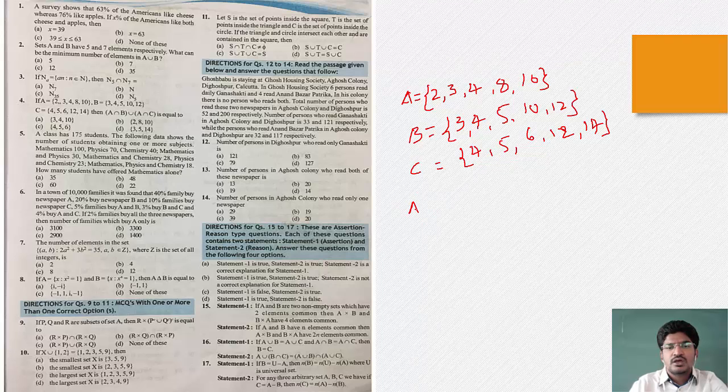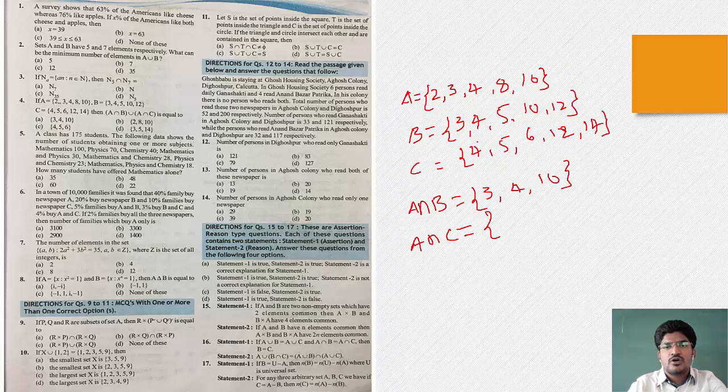Now, A intersection B. A intersection B will be equal to what? Set of 3 is common, 4 is common. So, it will be set of 3 comma 4. Here 10 is also common. So, 3, 4, 10. Next, A intersection C. So, that will be equal to, here 4 is common, next no elements. So, this will be 4.